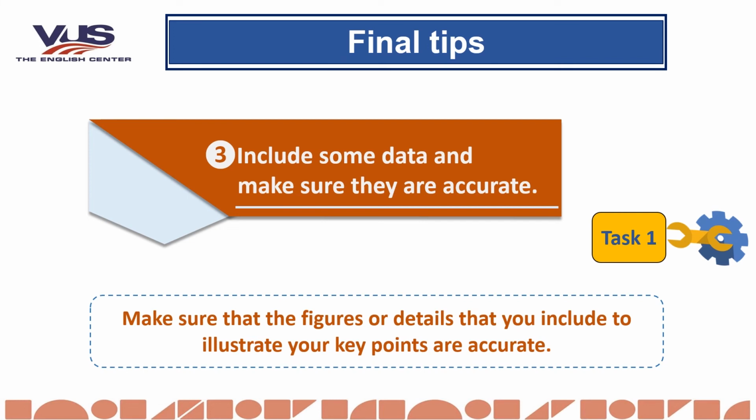For example, referring back to the Task 1 writing about the population growth of China and India, in 2030, the two countries have the same population figure, but then you need to include the number as well. For example, the two countries have the same population of 1.5 billion people. So 1.5 billion is the data.